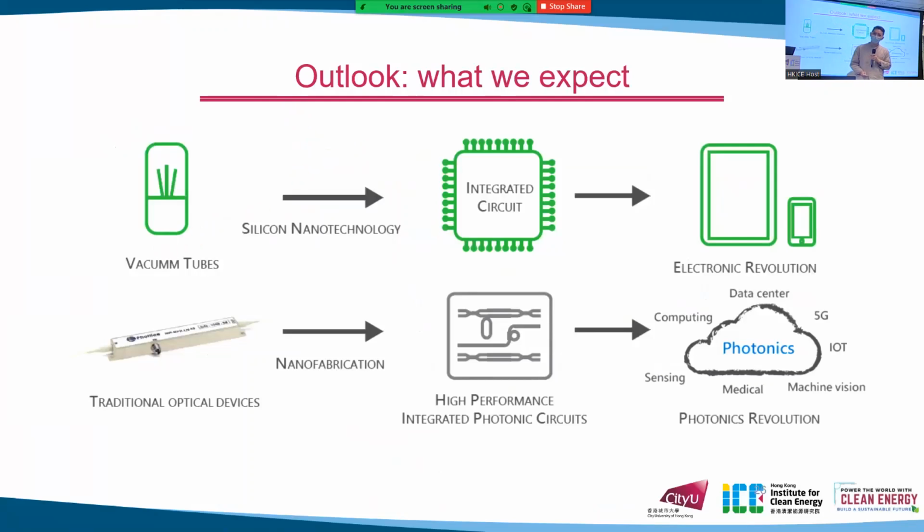In the past, we had vacuum tubes, and with the improvement of silicon nanophotonics, we can fabricate a chip, which led to the electronic revolution. And now we have traditional optical components, also nanofabrication, and now we can achieve high performance integrated photonic circuits. So hopefully this can lead to a photonics revolution.